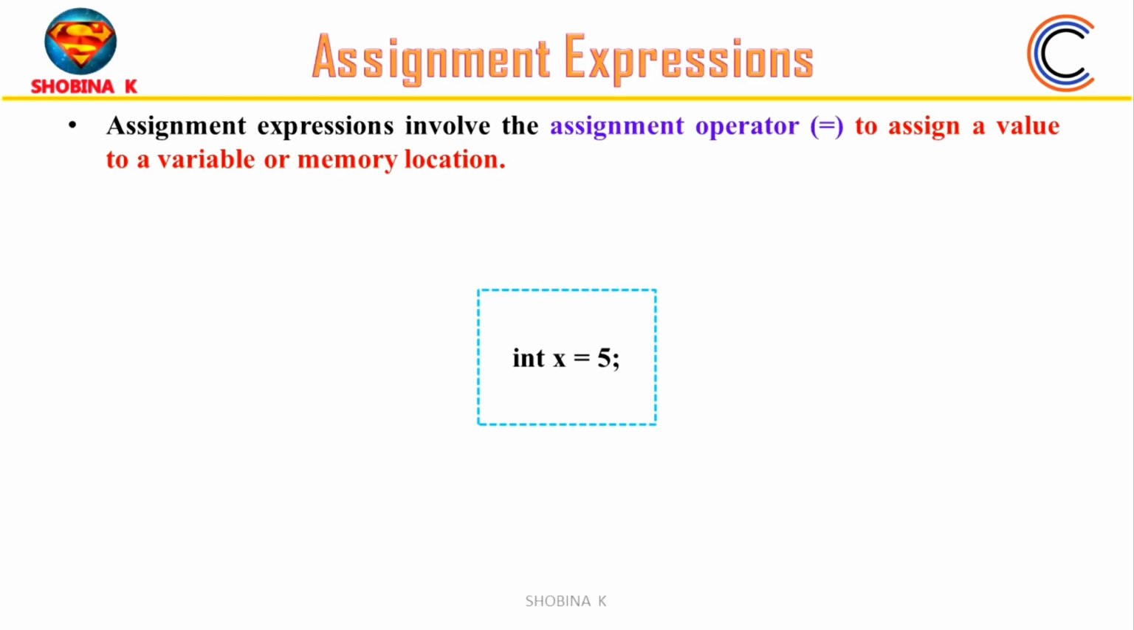Look at this expression. int specifies the data type of the variable x. In this case, it is an integer. x is the name of the variable being declared. = is the assignment operator which assigns the value on the right side to the variable on the left side. 5 is the value being assigned to the variable x. So this expression initializes the integer variable x with the value 5. Now let's see an example.